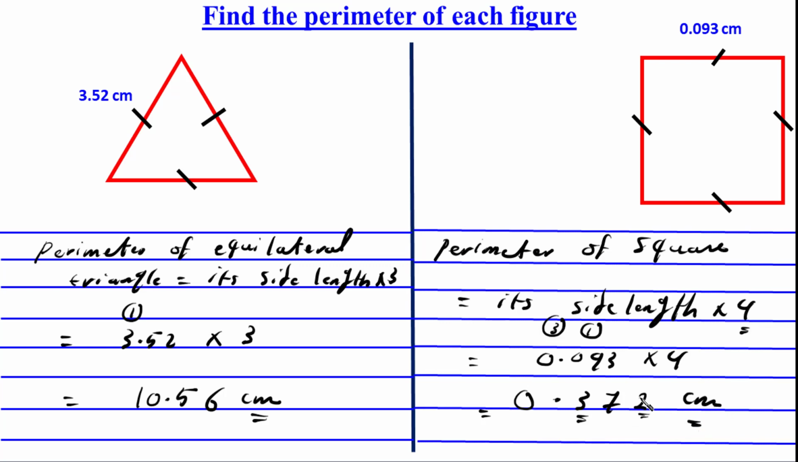Don't forget, the perimeter of an equilateral triangle equals what? Equals its side length times 3, because here all sides are the same, and the perimeter of the square equals its side length times 4, because all sides are the same, and we have here 4.